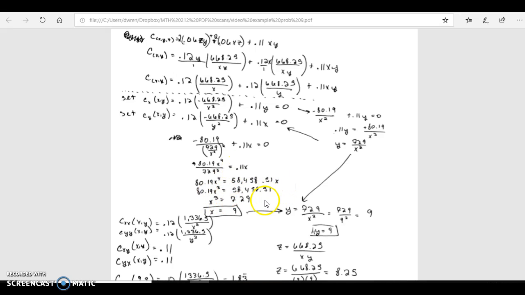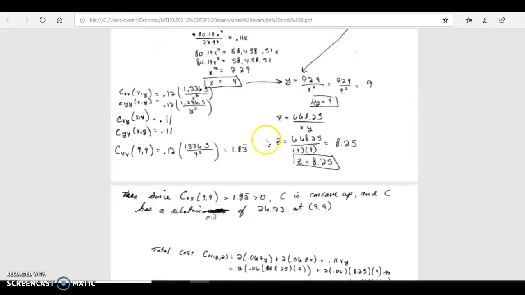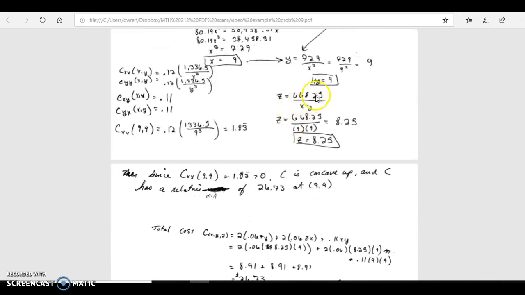And now that you have both x and y, you can substitute into your z function, solve for z. 668.25 divided by 9 times 9, or 81, equals 8.25. These will be the dimensions of the room to minimize the cost.